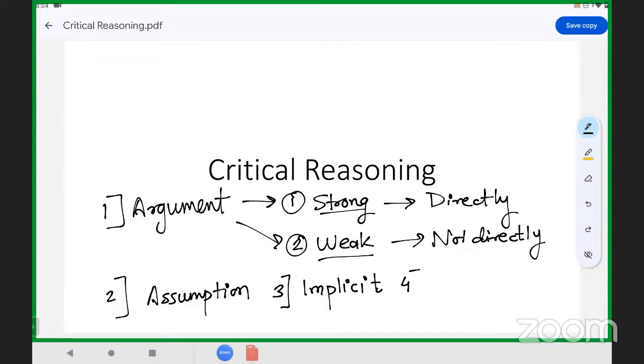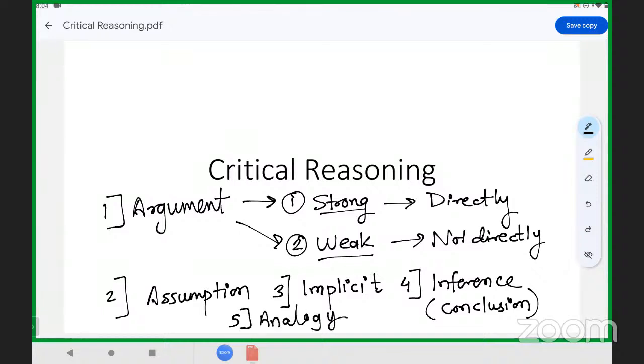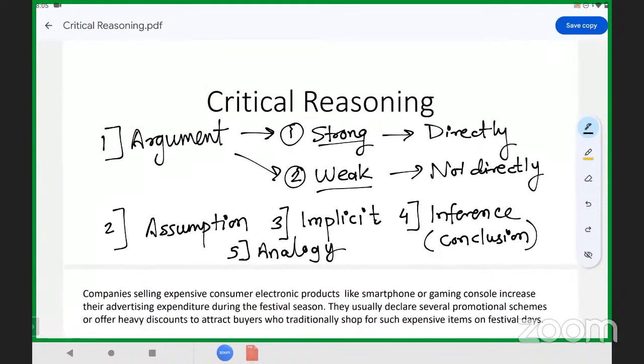And the fourth is inference. Inference is nothing but a conclusion. We have to find out a conclusion which is formed on the basis of the facts, evidences or statements which are provided. And last is analogy. Analogy is a comparison between two comparable things. We have to find the similarities between the two sentences. So these are the types of critical reasoning questions, and we'll study these types of questions.